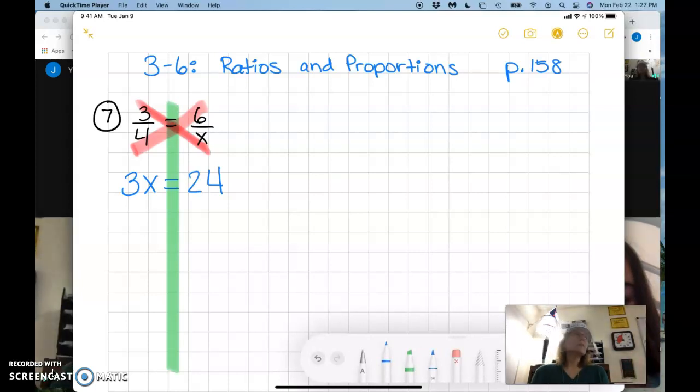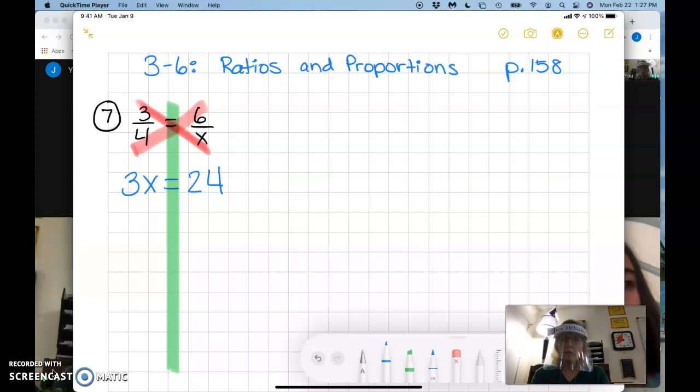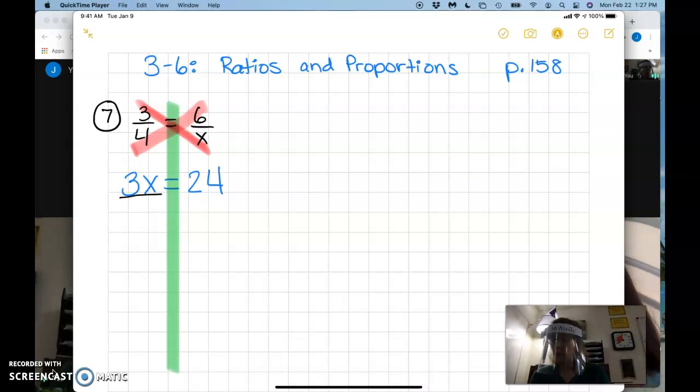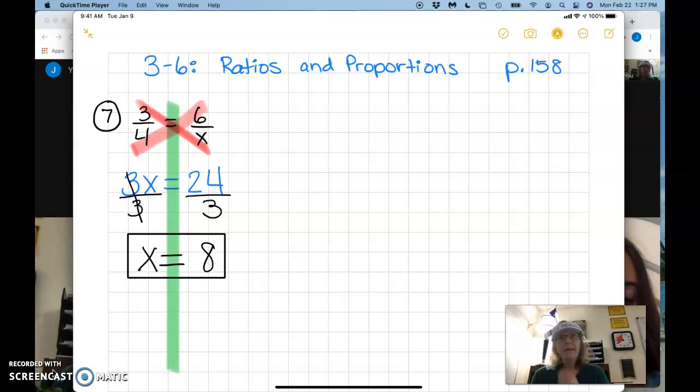But now I have 3x equals 24, and I need to get x by itself. So what do I do to solve this equation and get x alone? Yes, I see that that's multiplication, so I'm going to do the opposite, which is division. It is 8. x equals 8.